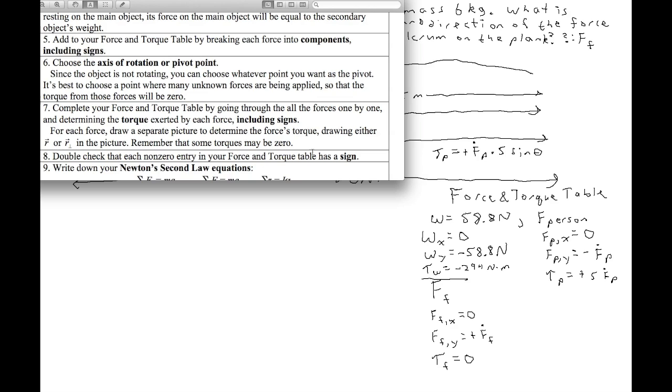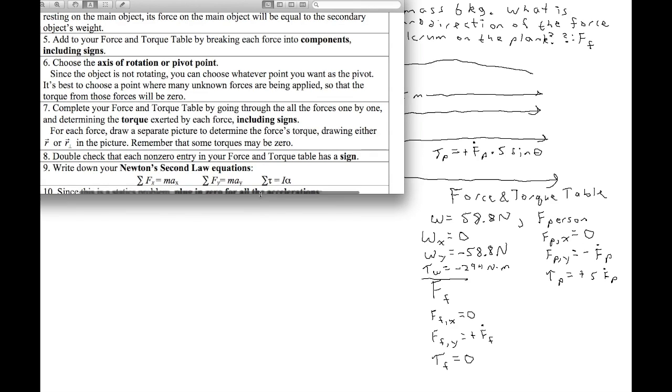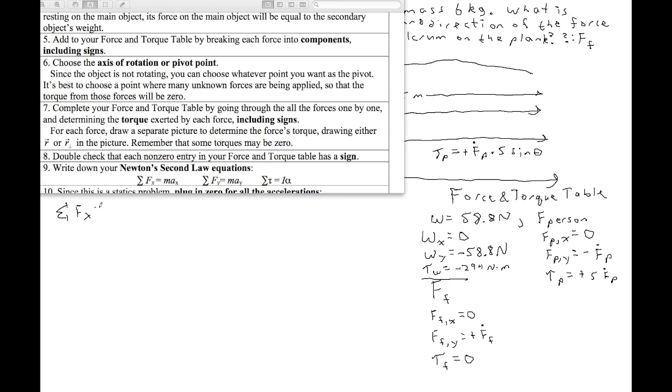All right. Then you want to double check that everything has a sign. I think we got that right. Everything has a sign. So then we're ready to write down our Newton's second law equations, which is the framework for doing these problems. So the sum of the forces X equals MAX. Sum of the forces Y equals MAY. And the sum of the torques is the moment of inertia times the angular acceleration. What can we plug in for the x component of the acceleration?